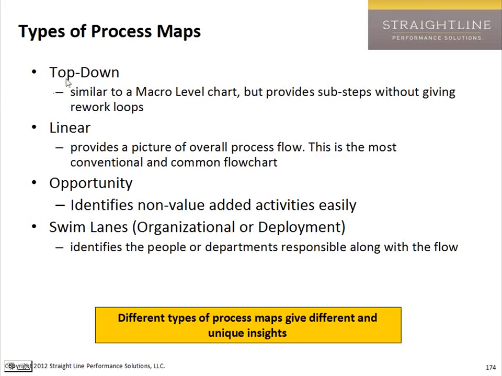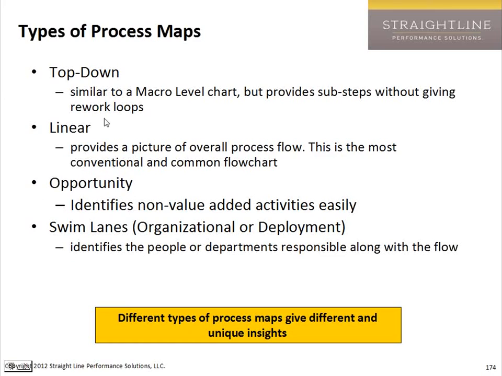There's what's called the top-down process map. There's a linear process map, which is similar to what we normally call a flow diagram or a flow chart. This is probably the most common and the most conventional. There's an opportunity flow chart, which often breaks things up into value-added and non-value-added. Sometimes that can be very helpful. Or happy path and exception, that's another way I think about it. And then finally, there's a swim lanes one.